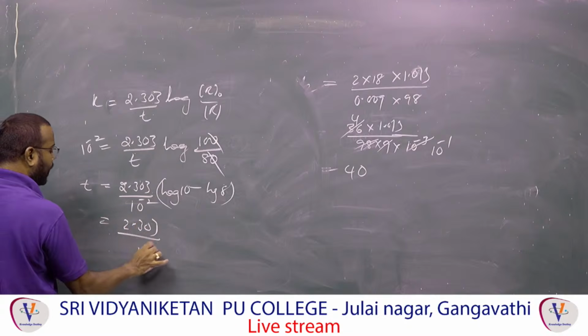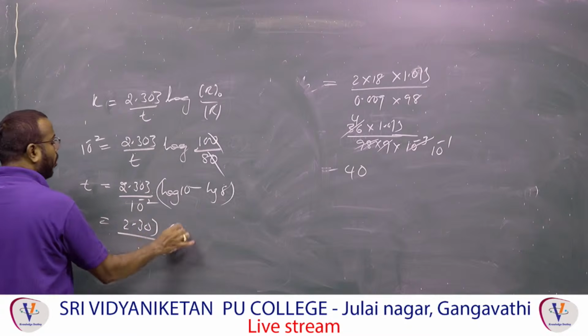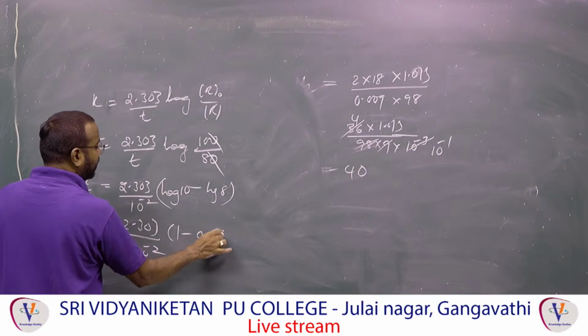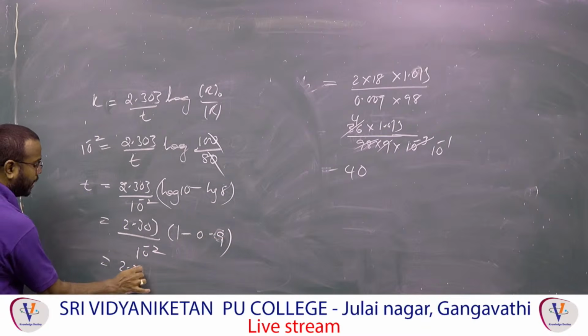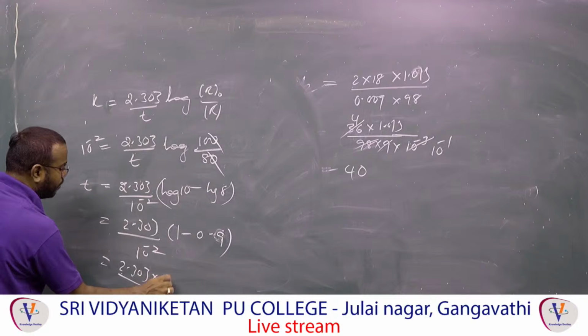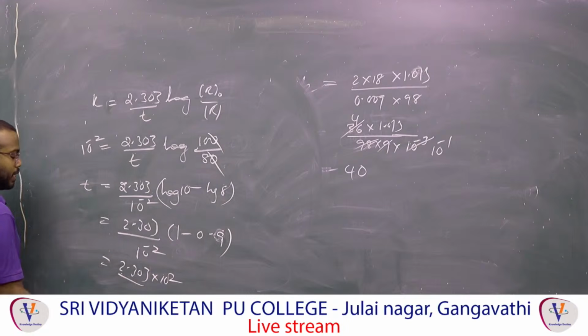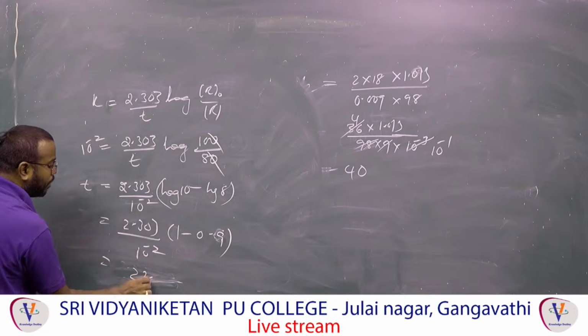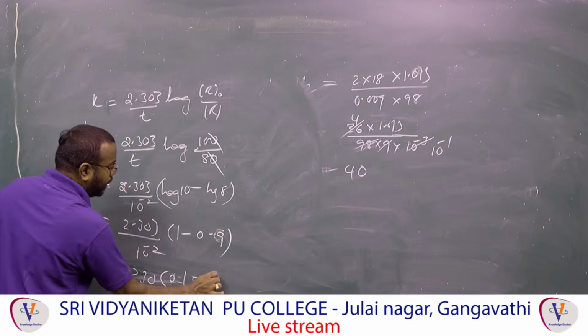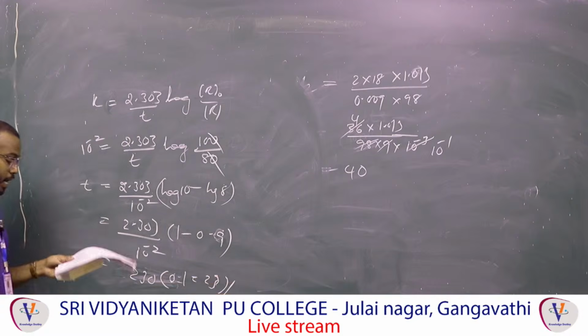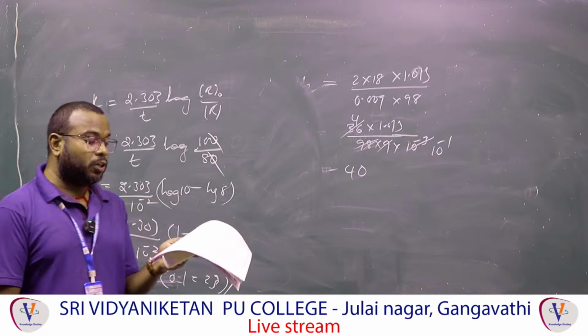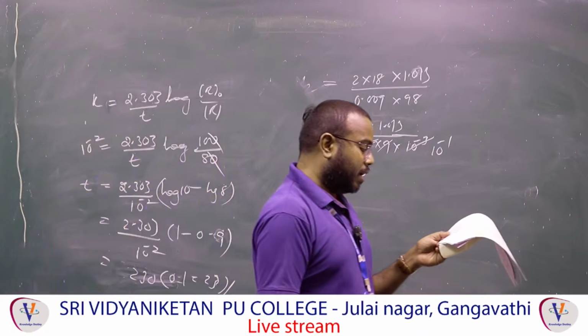2.303, 10 power minus 2, log 10 is 1, log 8 is 0.9, so 2.303 into 10 power 2, that is 230 into 0.1, approximately 23. The answer for 23 is option 2. Option 2 is the correct answer.